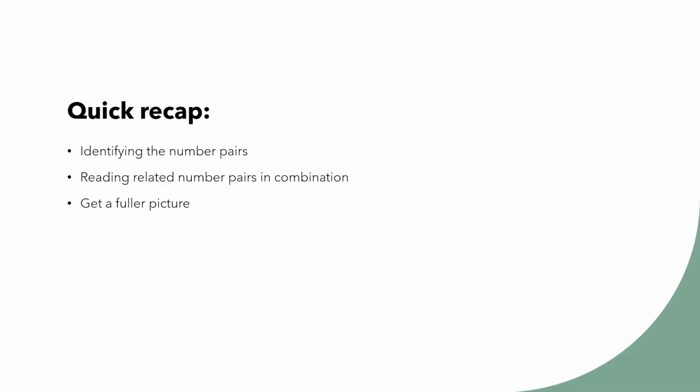Just to quickly recap, in the previous lesson we talked about how you should plot the chart, identify the different number pairs that are in the chart, and based on the aspect that you are interested in, isolate the related number pairs, and by reading them in combination, get a fuller picture about the aspect that you're trying to understand about the individual that you're reading. Could be yourself, could be your friend, or could be just a stranger on the internet, right?